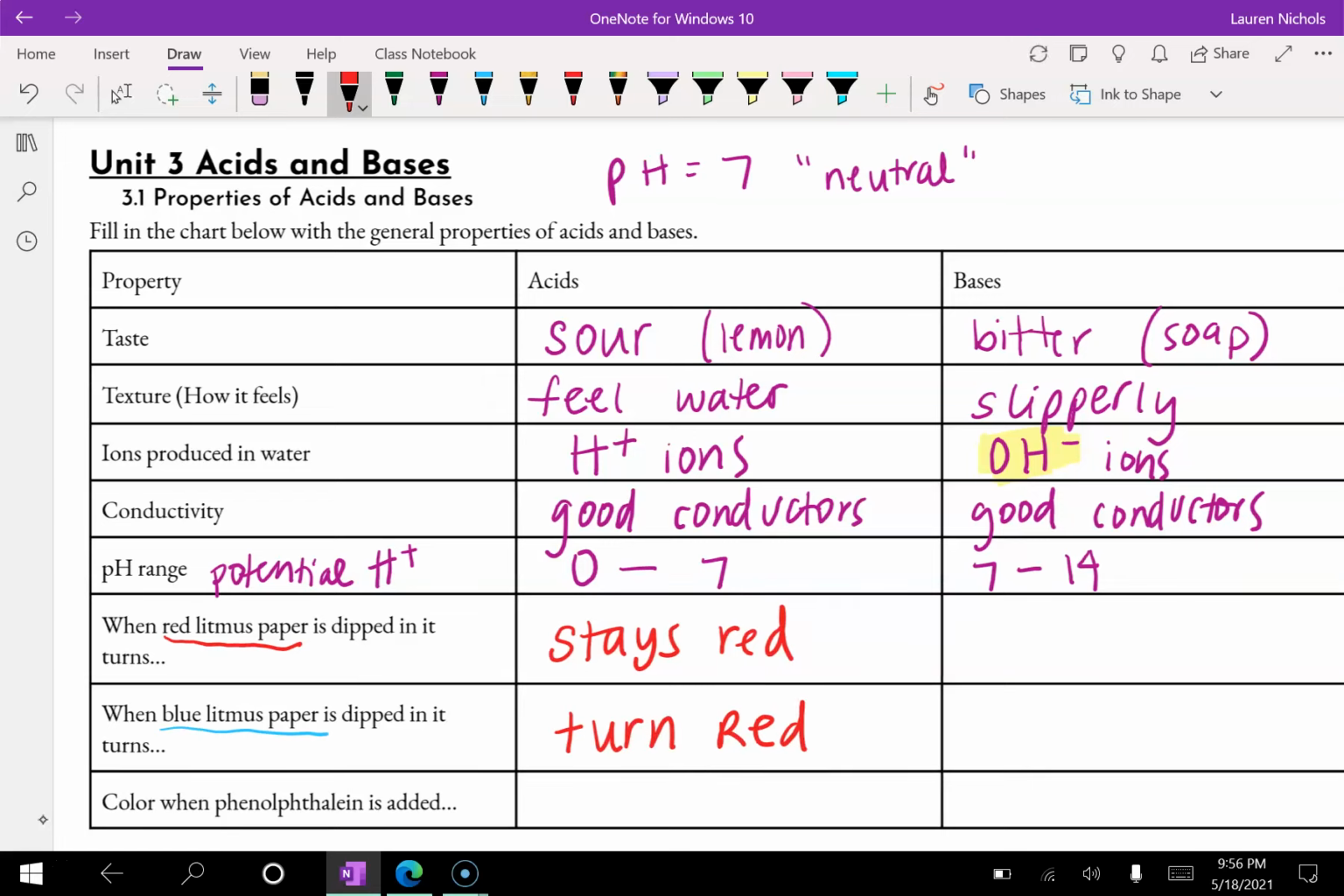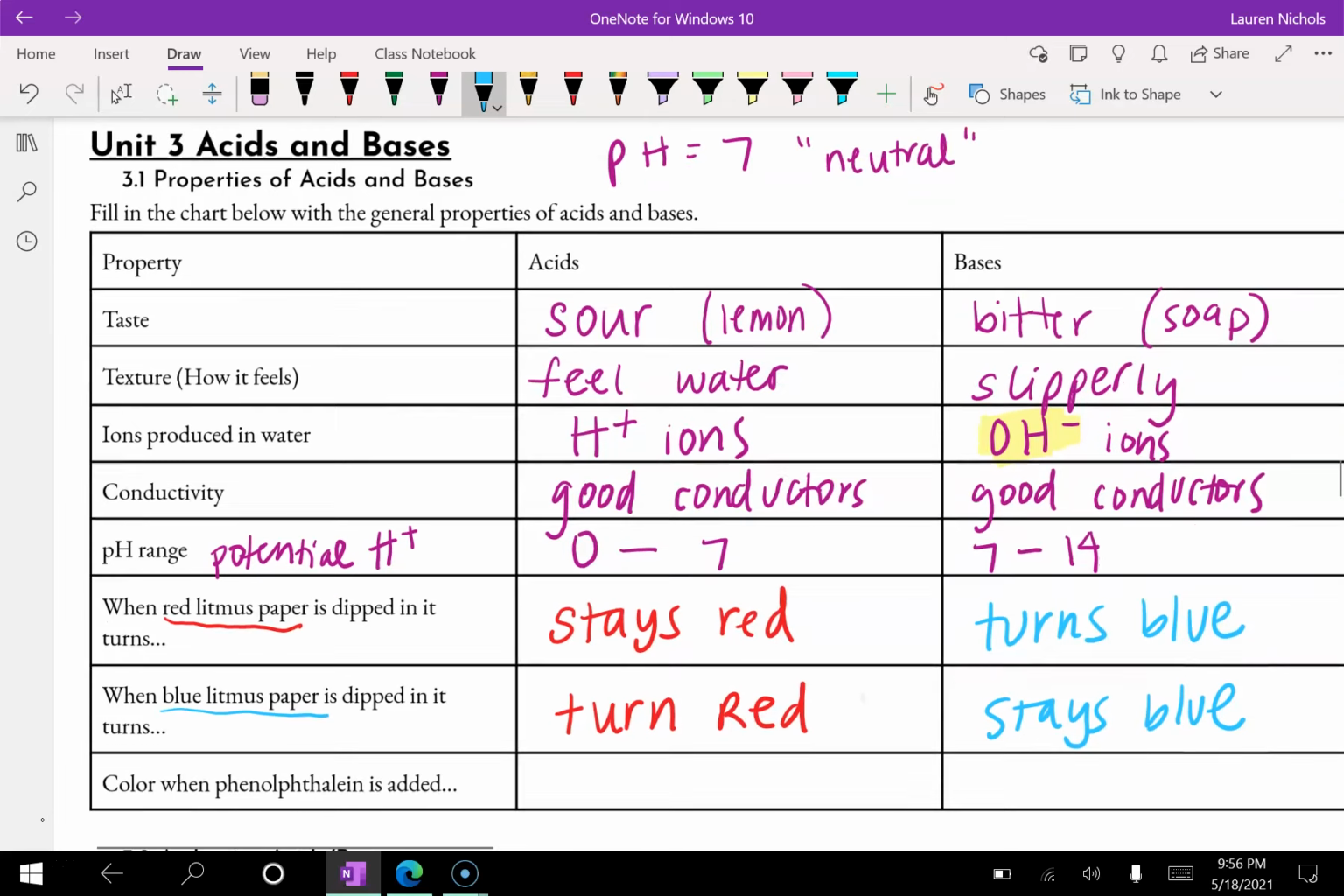Now, bases, the way I remember this is bases starts with the letter B, and so does the color blue. So when red litmus paper is dipped into a base, it turns blue. But when blue litmus paper is dipped into a base, it stays blue, because it can't, you know, change its color from something that it starts out as.